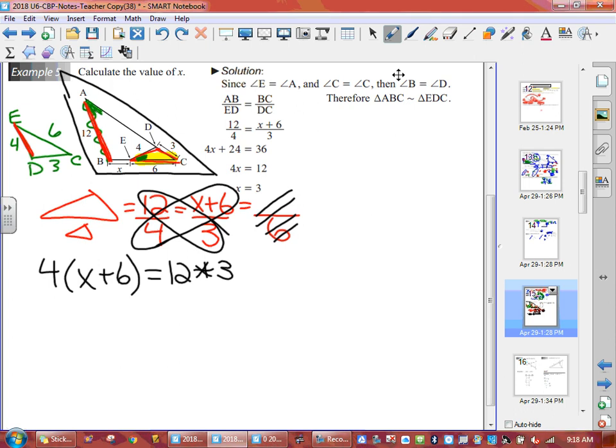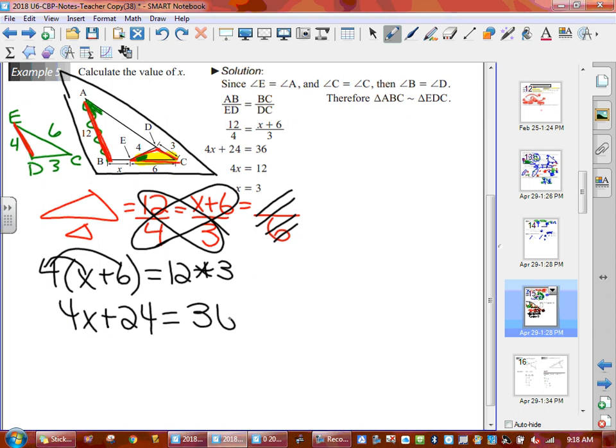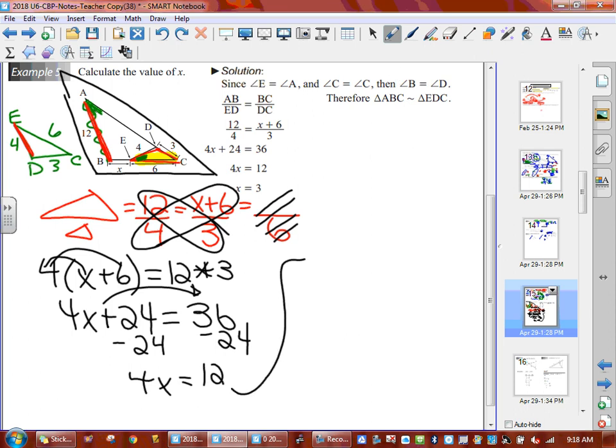Okay? And we're going to multiply this guy into the bracket. Okay, because you have to. So we're going to have 4x plus 24 equals 36. And now we're able to find out our answer. Okay, we're back to our linear equation. We got to remove the 24, so we take it to the other side. Minus 24. We're going to get 4x equals 12.